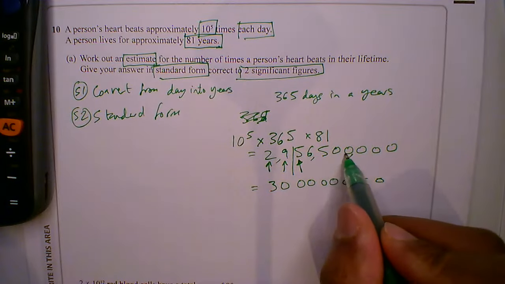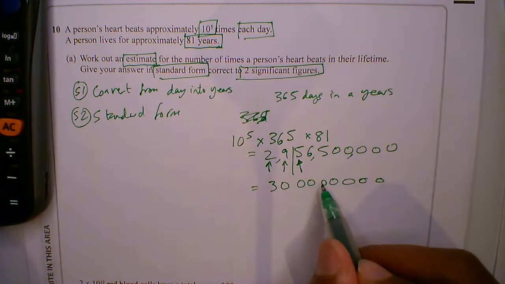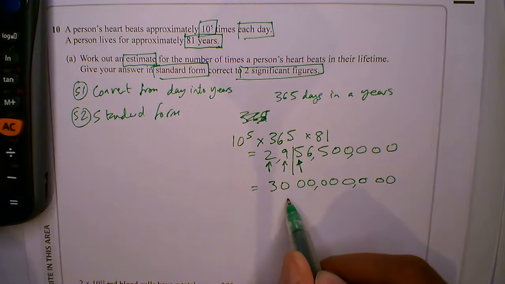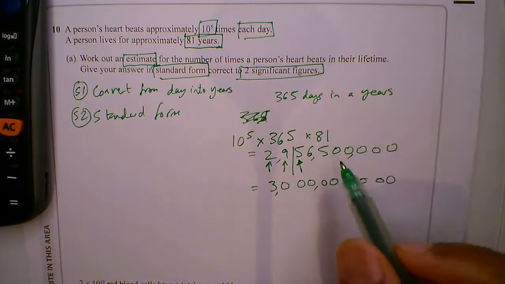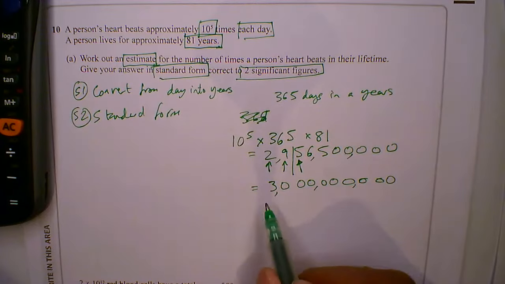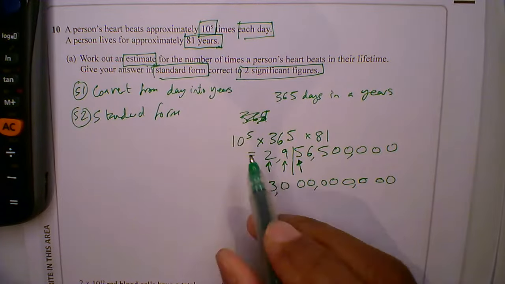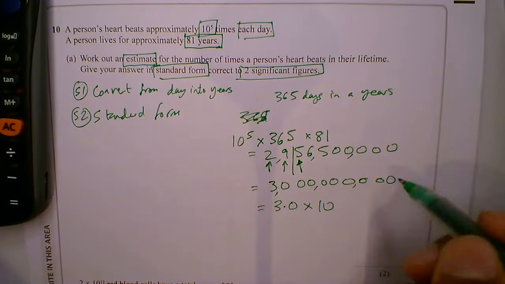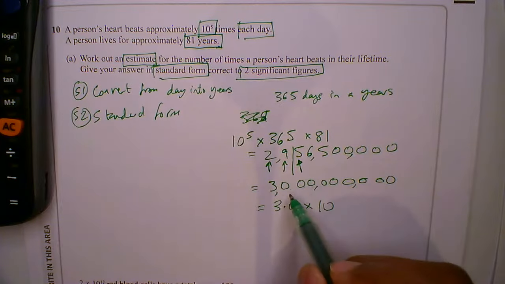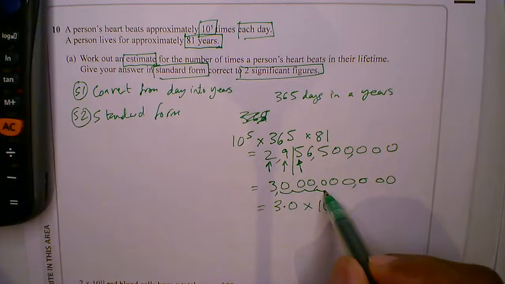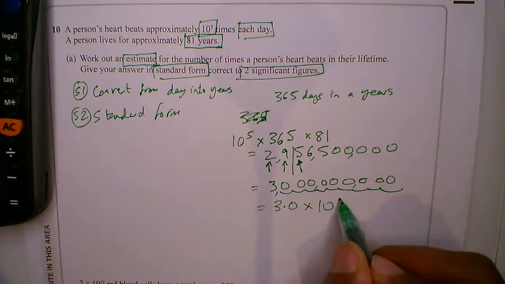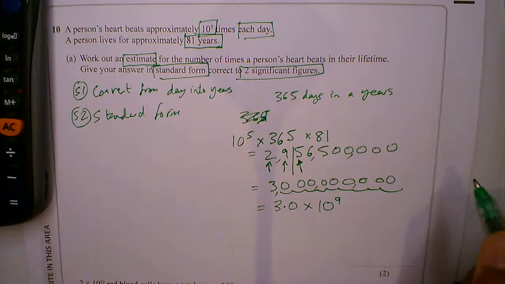I need to put this in standard form. So, and it asks for 2 figures. So 3.0 times 10 to the power 9. Okay, so I hope that's clear.